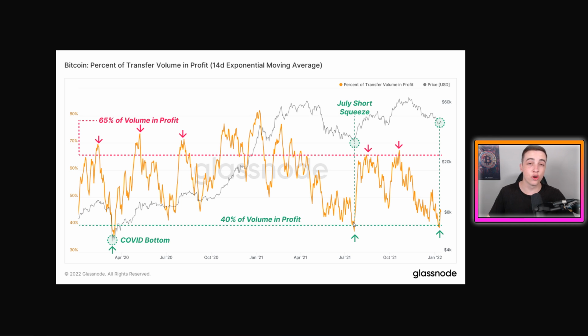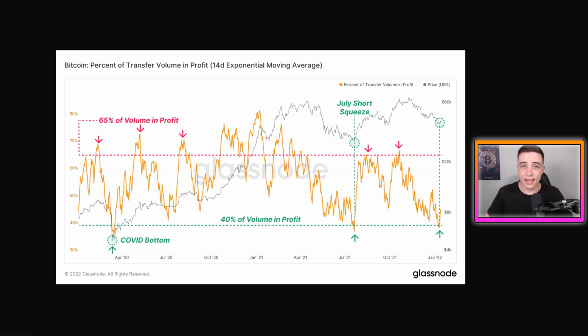In fact, that is the 2-week exponential moving average. And for any of the beginners out there, transfer volume is basically Bitcoin getting moved around. And what we have seen recently is the 14-day exponential moving average of the transfer volume in profit drop below 40%, which basically means the majority of people moving Bitcoin around at the moment are sitting in a loss.